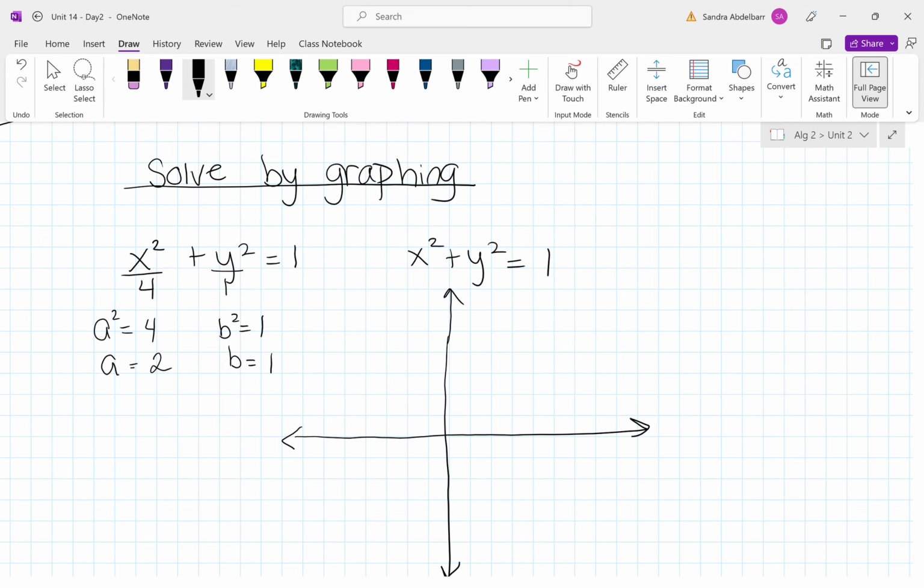I think I graphed it. All right, let's go over this now. So the center of our ellipse is 0, 0. And then our A is not 4, our A is 2. And because the A squared is under the x, that means our x-axis is our major axis. So I'm going 1, 2 here, 1, 2 here. And then our y-axis is our minor axis, so we're going up 1 and down 1. So our ellipse looks something like this.